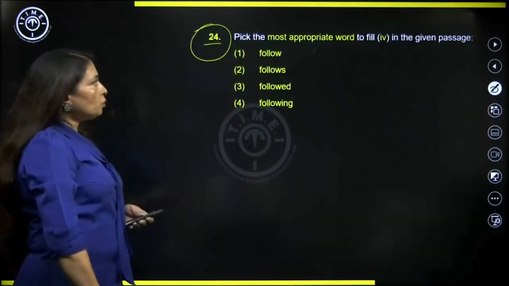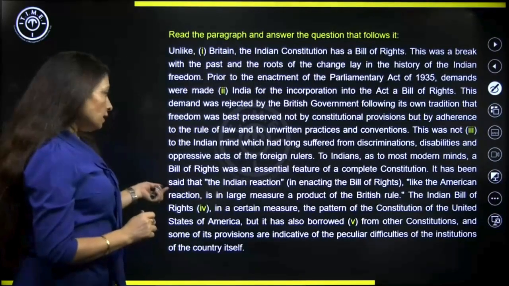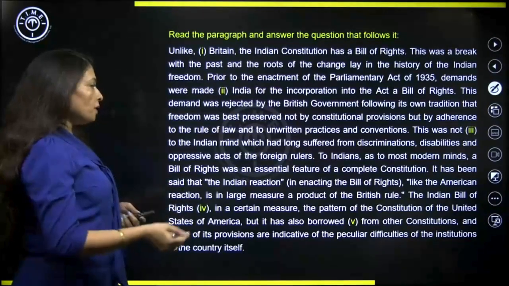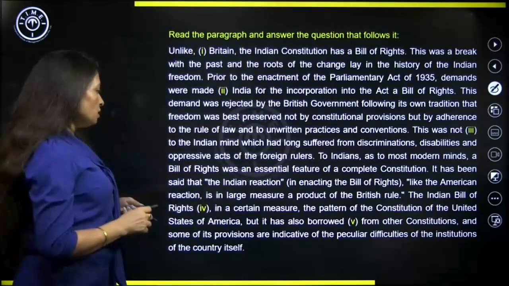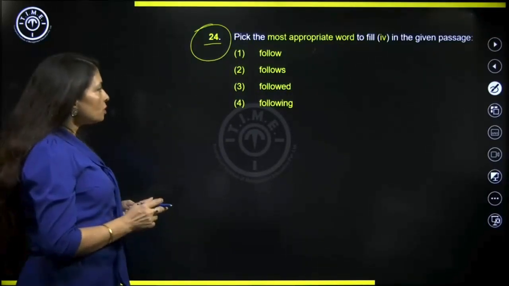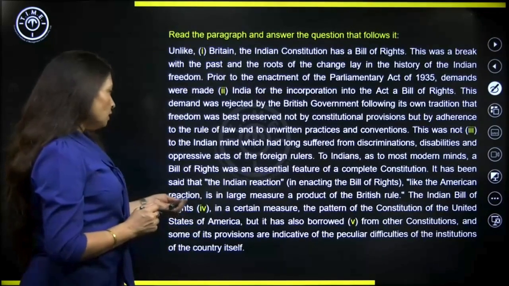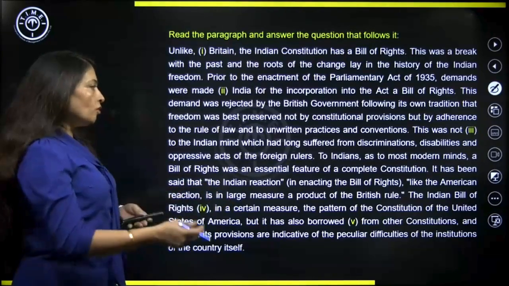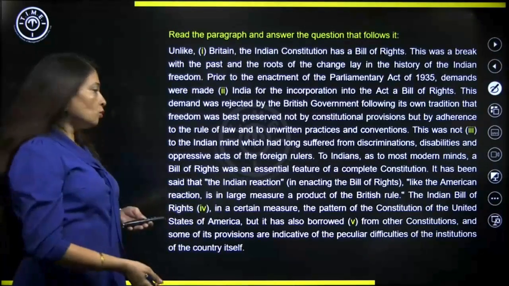Pick the most appropriate word to fill 4 in the given passage. Okay, go through that part. Let's do it. The Indian Bill of Rights dash in a certain measure the pattern of the Constitution of the US. The Indian Bill of Rights follows, followed, or following. Well, the Indian Bill of Rights dash in a certain measure the pattern of the Constitution of the United States of America, but it has also borrowed.